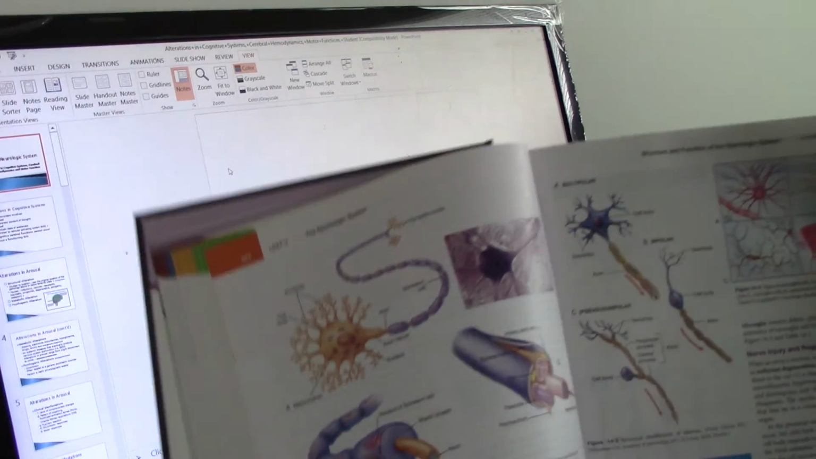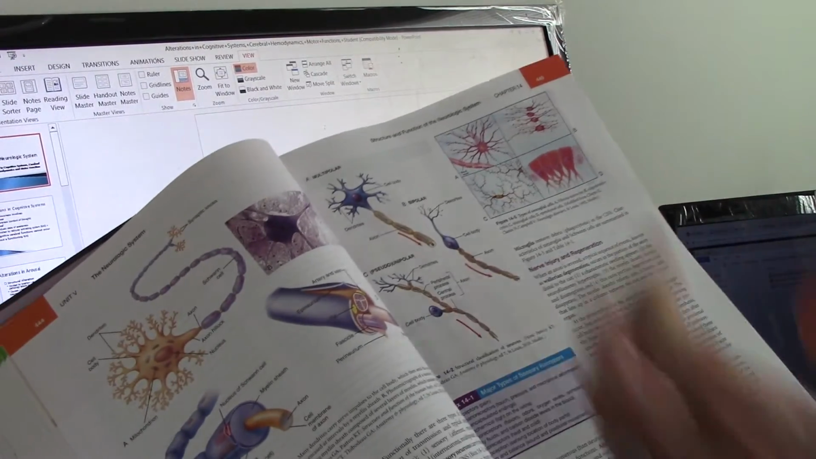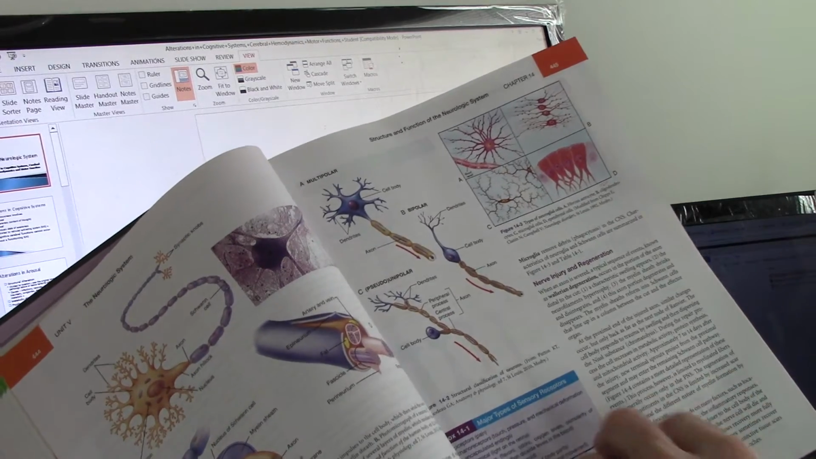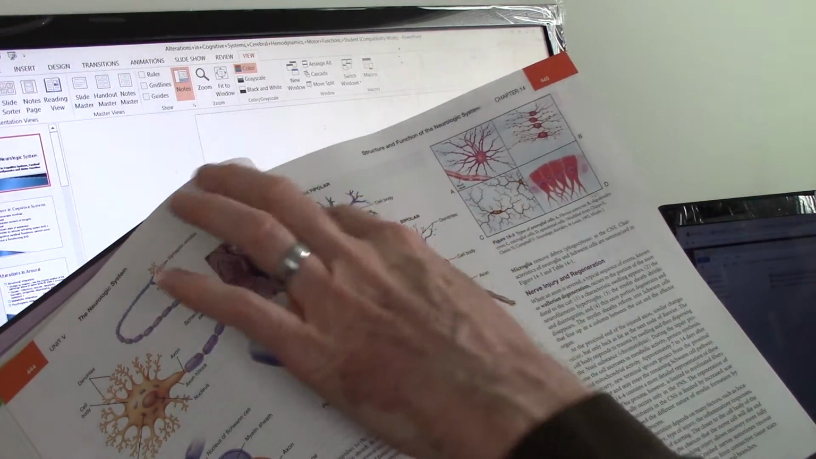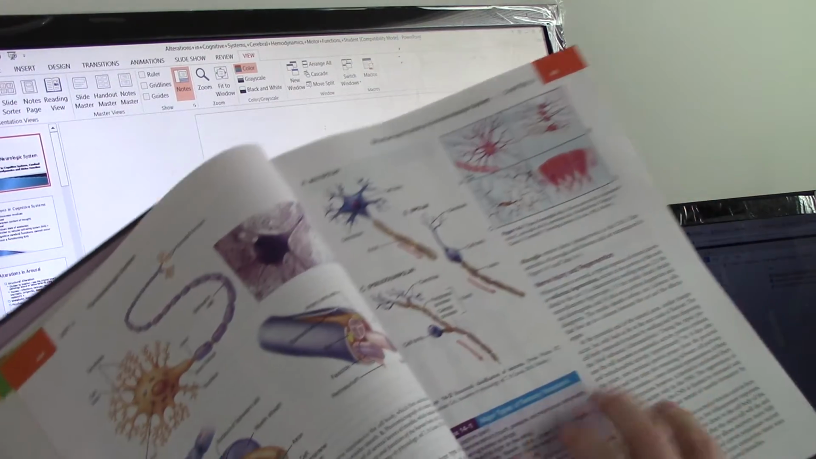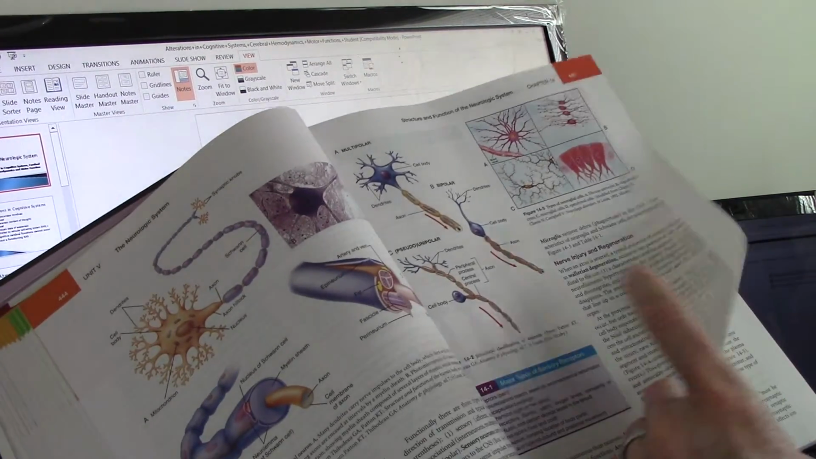And nerves actually come in various sizes and shapes, ladies and gentlemen. They're not all that classic model that I showed you. Sometimes the cell body is in the middle of the nerve, sometimes it's at the end. There are different sizes and shapes to fit different purposes.